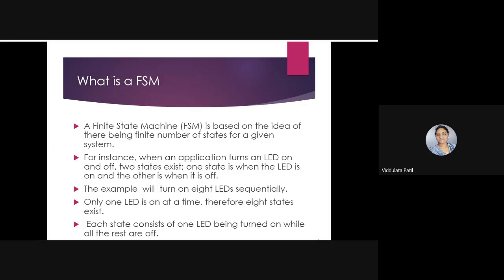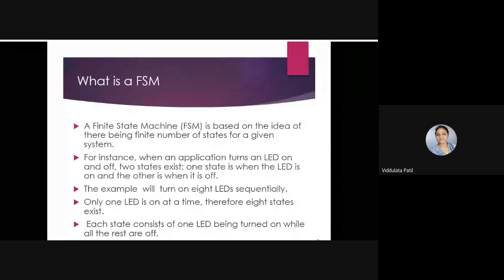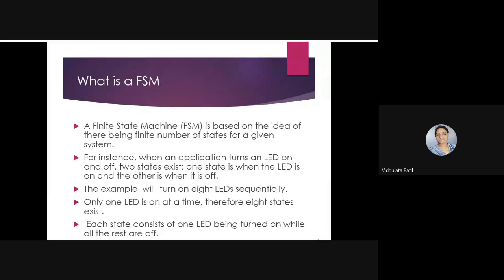Okay, after that it should be off. Then for the next input, the second LED should be turned on. Thus it should happen in a sequential manner. Now it is required that we want only one LED to be on at a time. All other LEDs should be in an off condition. That means we will have 8 different states for that application.